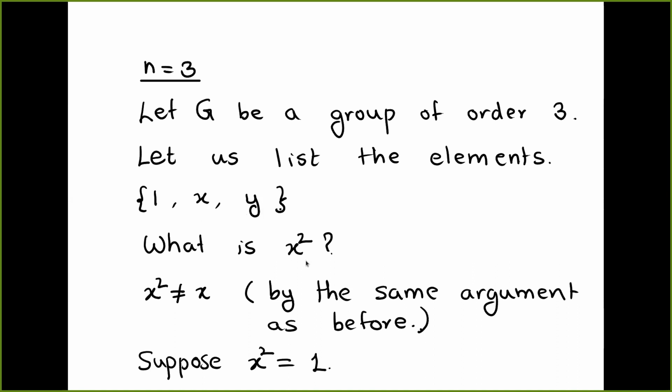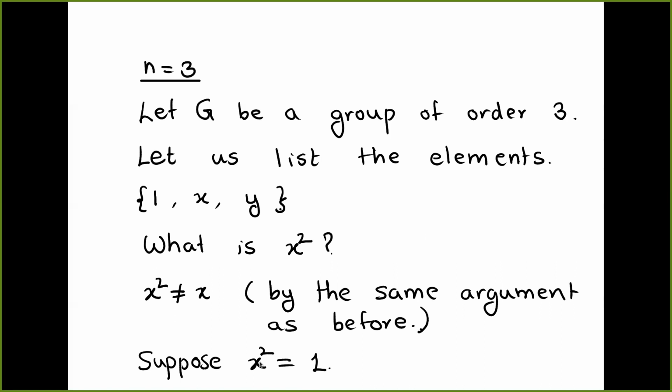So then what is X square? By the same argument as before, X square equal to X is not possible, because then I can just cancel out X and I'll get the equation X equal to 1, which I cannot have, because by assumption, X is not equal to 1. So what can I have? I either have X square equal to 1 or X cube equal to 1, because that has to happen. Either X square is equal to 1 or X cube is equal to 1.